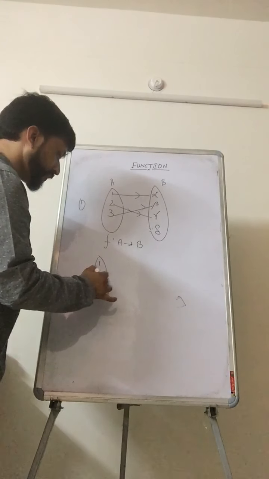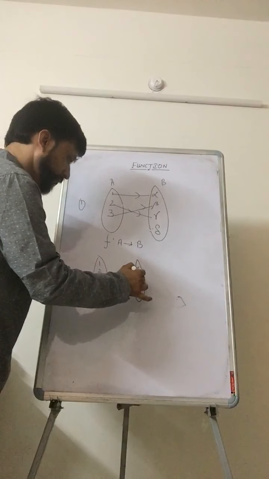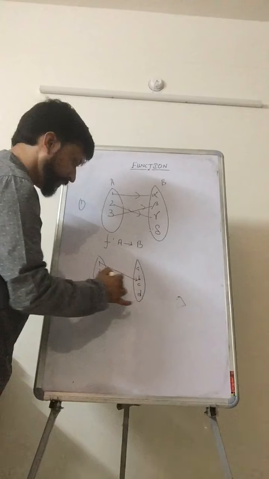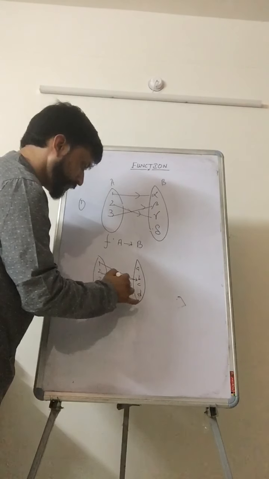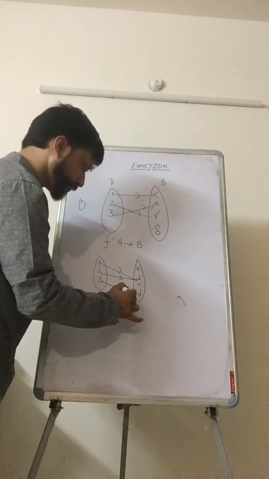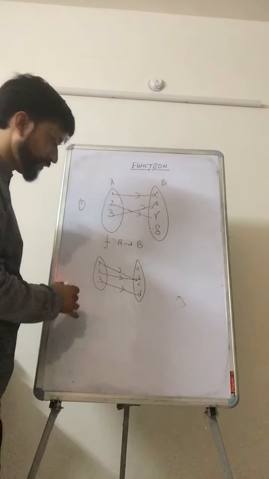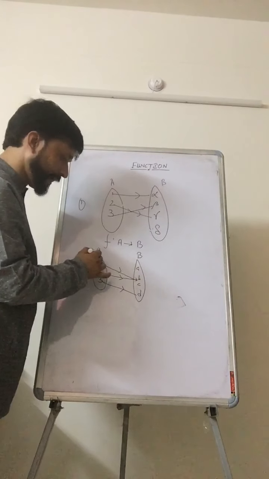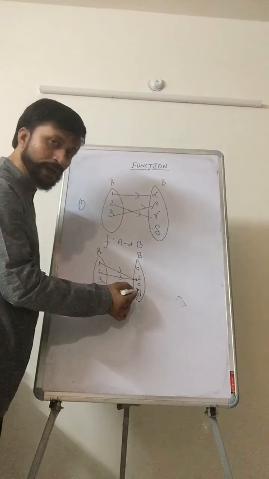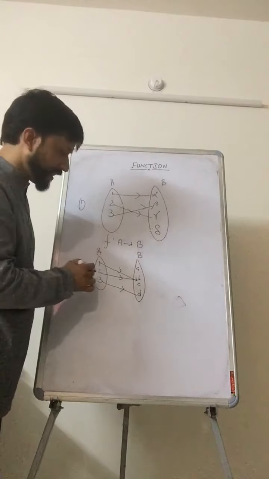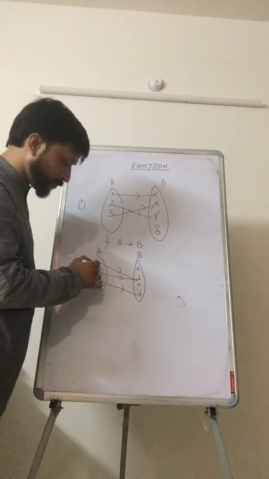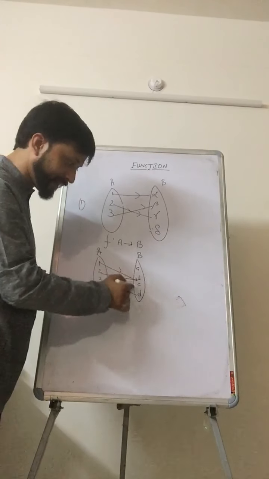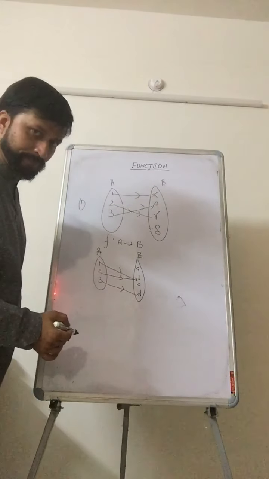1, 2, 3. A, B, C, D. Here 1 is associated with B, 2 is also associated with D, and 3 is associated with D. What are we observing? We are observing here that all members of set A are associated with some element of set B, and no one element has associated with more than one element of set B. So it is a function.